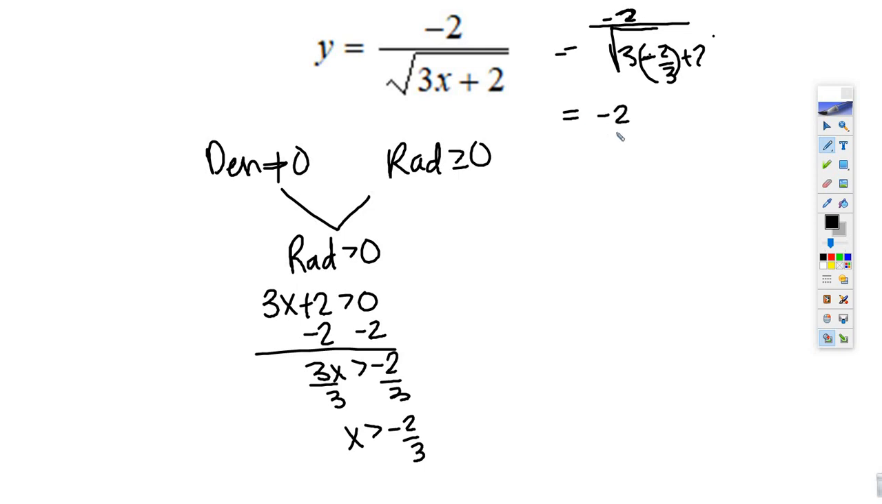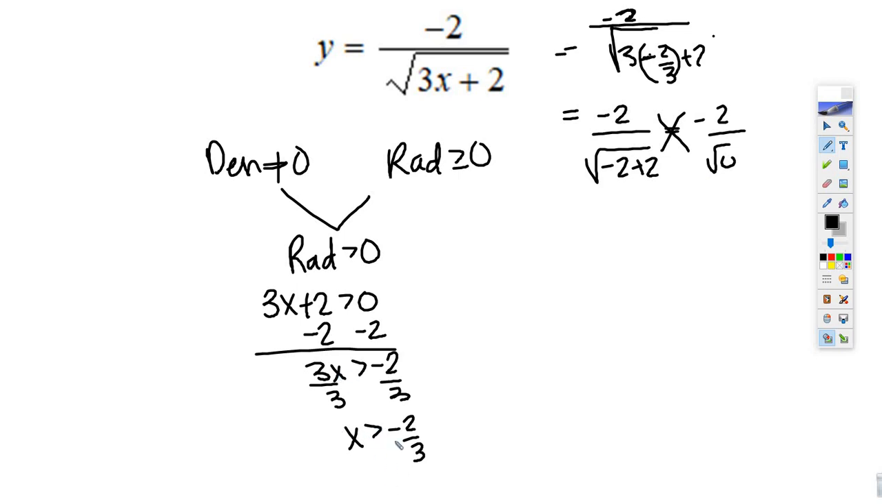So that's going to give me negative 2 over the square root of negative 2 plus 2, which gives me what I expected, the square root of 0. That is a no-go. We absolutely cannot do that. Okay, so we know we cannot divide by 0, so we cannot do that. So it's not included. That's why it's not included.